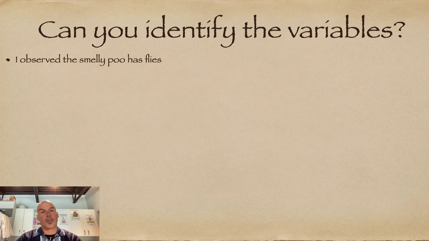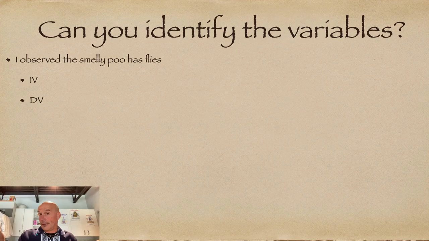So I observed the smelly poo has flies. What's going to be the independent variable? I would guess the smelliness of the poo, right? The dependent variable would be how many flies it has, what you can measure, right? So the independent variable is something I can change. Can I change the smelliness? Probably, maybe depending on what I had to eat, I don't know. As I change that, am I going to get more flies? I don't know. We got ourselves a cool experiment.